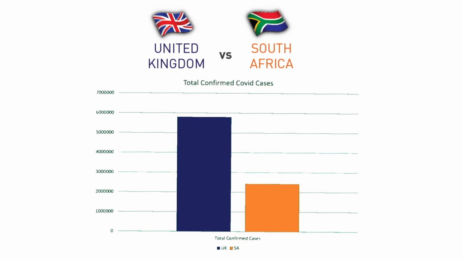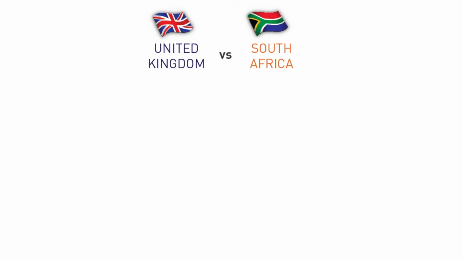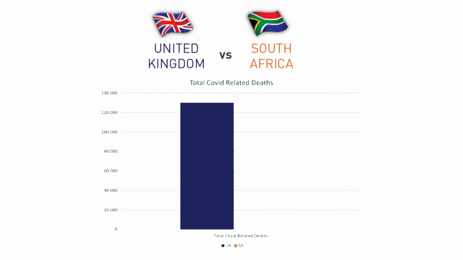The next graph that we want to see from there is the total number of recorded COVID-related deaths. And again, the numbers reflect the infection rate, with the same sort of implications, in the sense that the UK has experienced close to double the deaths that South Africa has.